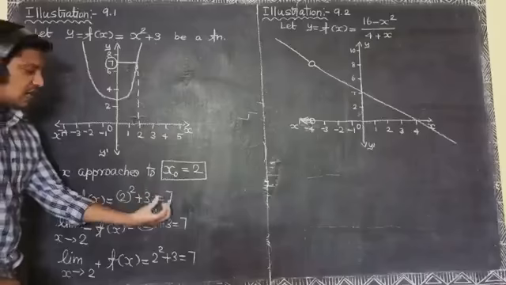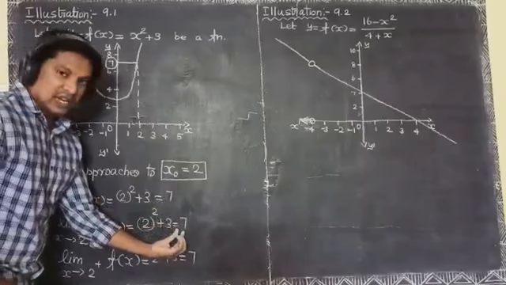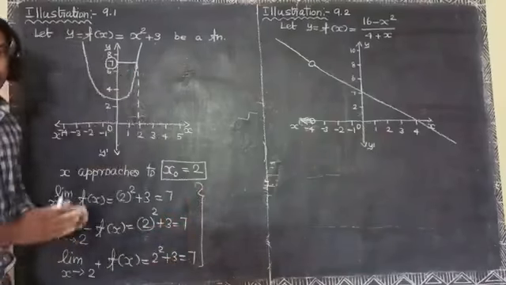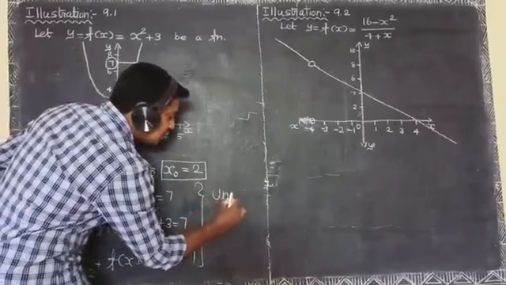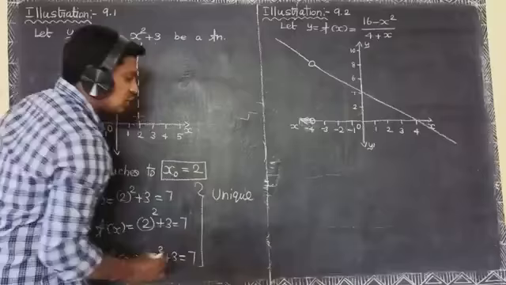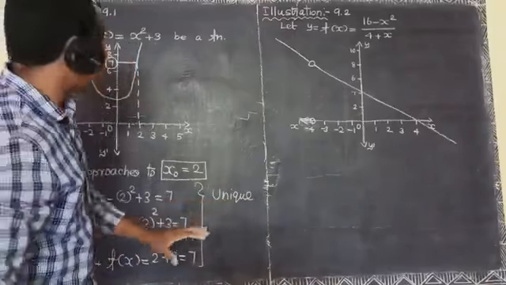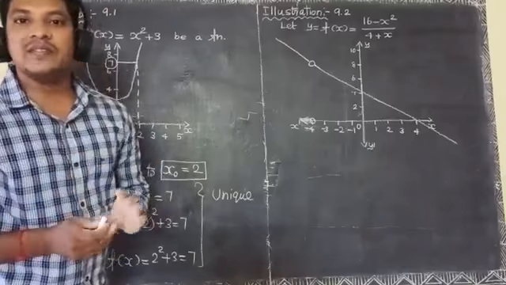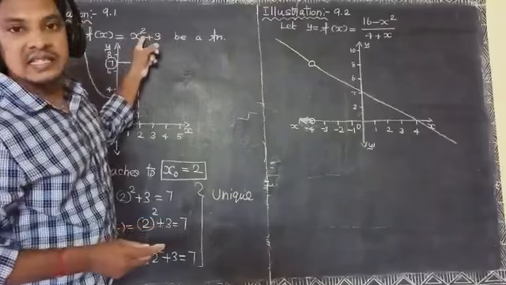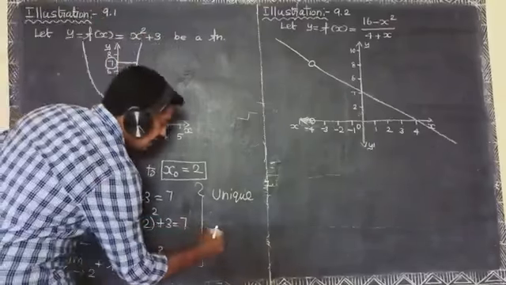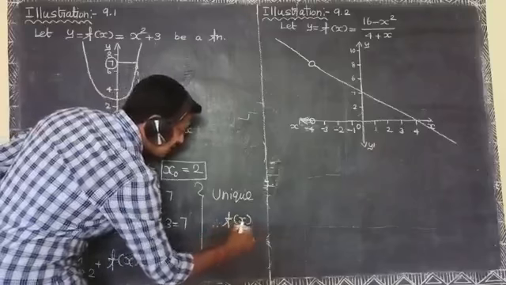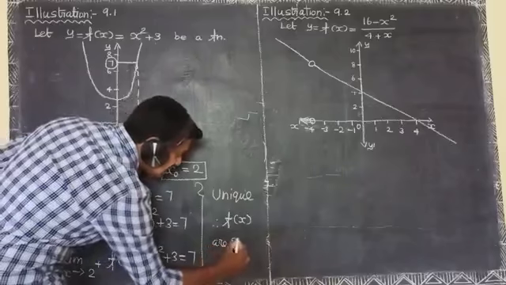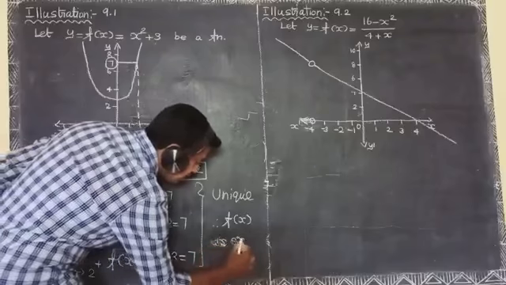Here, the left limit and the right limit values are unique real numbers. Unique means same. Therefore the given function's limit exists. Therefore the limit of f of x exists.